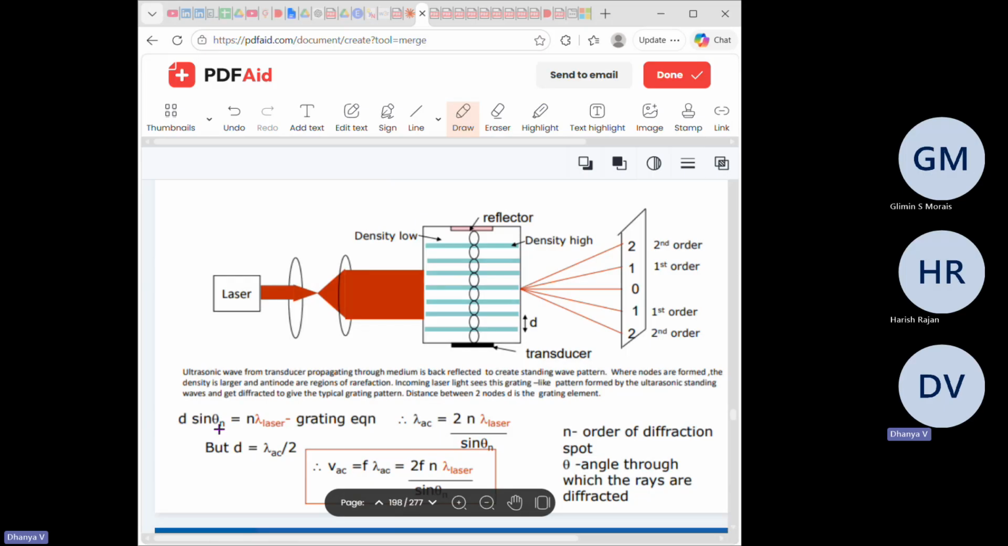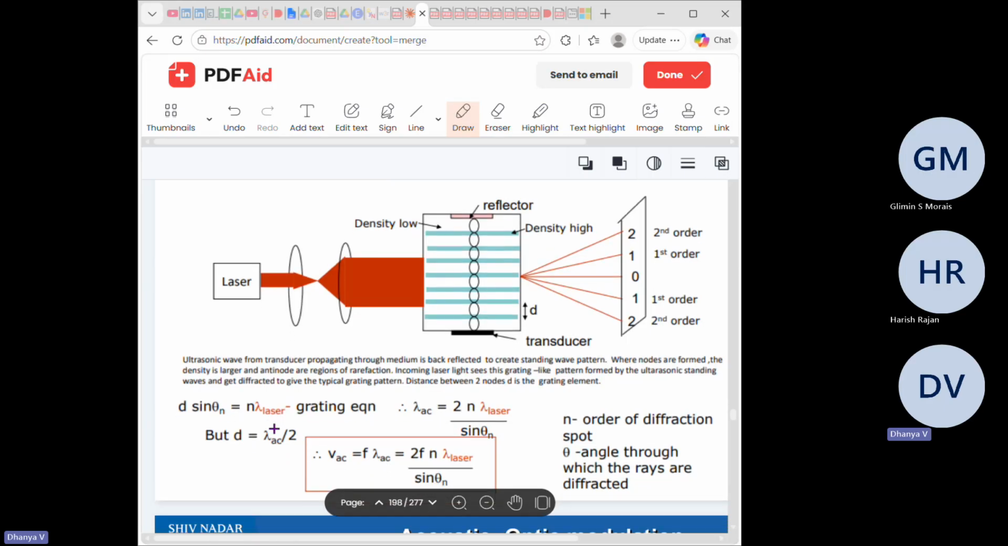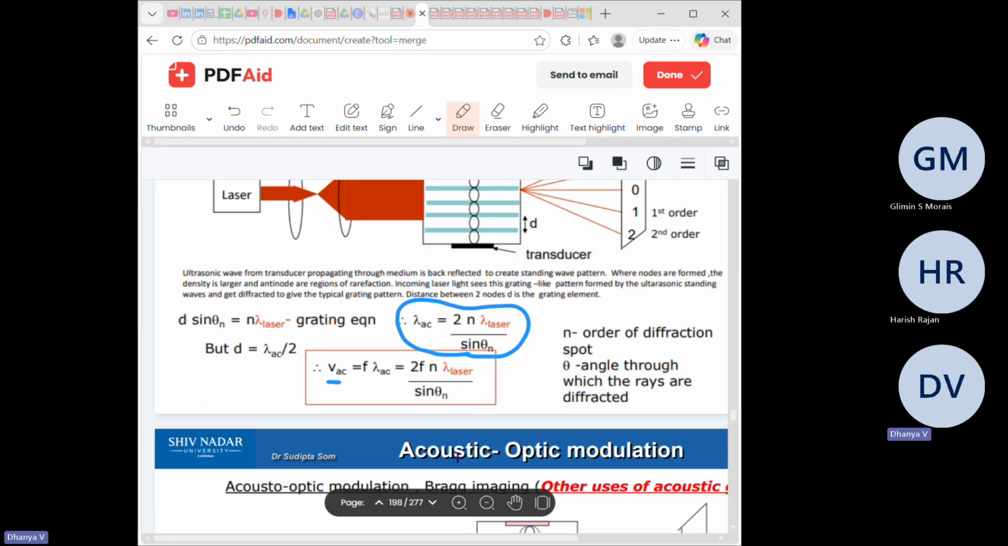D sin theta is equal to n lambda. So this is your grating equation. If you put D equal to lambda acoustic by 2, then you will end up getting this as your lambda, in terms of the wavelength of your laser. Now if you need to find the velocity, the velocity of your ultrasonic wave is just frequency into lambda, and you will get your final answer.